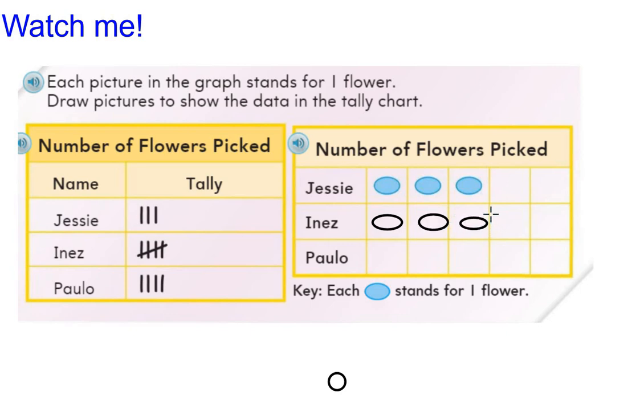Remember, if you are doing this with me and not just listening, you can always hit pause, because I'm probably going faster than you can write this down. Okay, so Paulo has 4 flowers, so we're going to put those in. Then we're going to go to the next slide and see what questions we can answer from this.